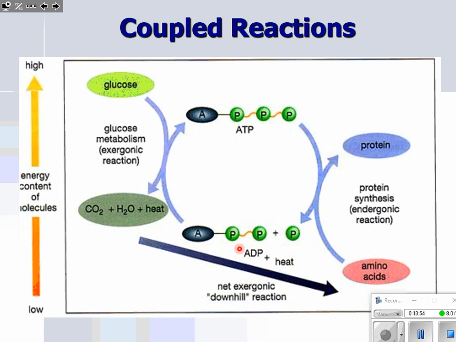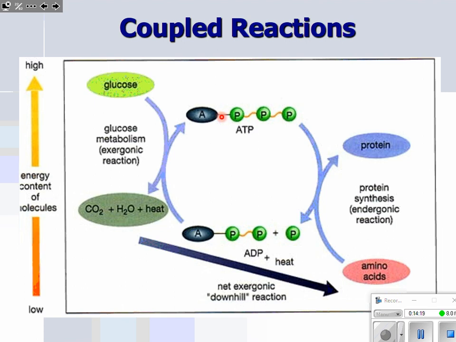And what is this chemical reaction? We're taking ADP and we're adding a third phosphate to it. When you add a third phosphate, see, it's going to gain energy and become ATP. That would be endergonic because we're adding energy to convert it from ADP into ATP.